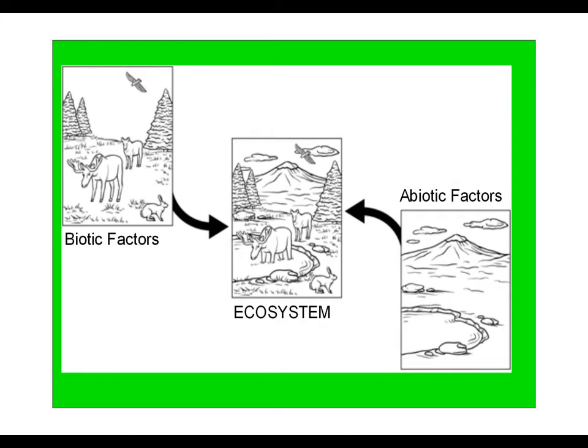We have an ecosystem here. An ecosystem includes the biotic and the abiotic. So both of them determine the ecosystem. In fact, if you remember the definition, ecology is the study of the biotic and the abiotic. It's the relationships, the study of the relationships between those two factors.